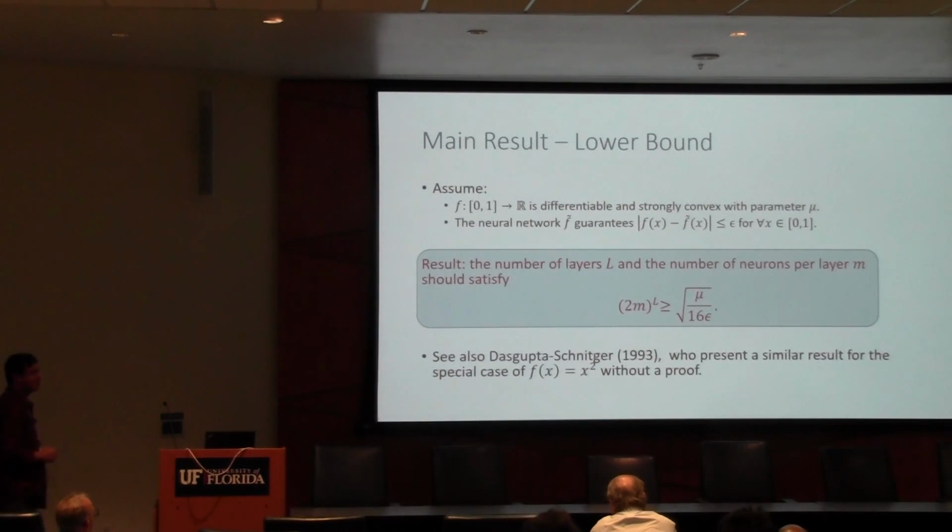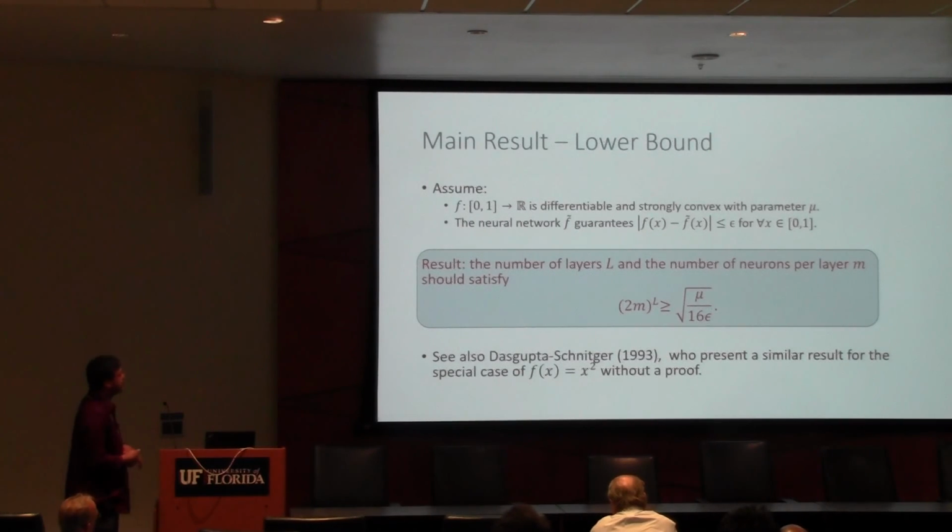The converse to this result addresses how good this result is. I mean, can you do better than log square 1 over epsilon neurons? To do that, we have a converse result which says that if I start with the class of strongly convex functions, then there is a relationship between the number of layers and the number of neurons per layer that must be satisfied to get a function approximation of epsilon. Namely, m raised to the power of L has to be of the order of 1 over square root of epsilon.